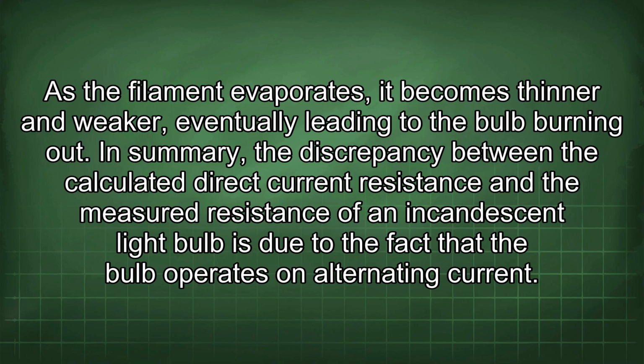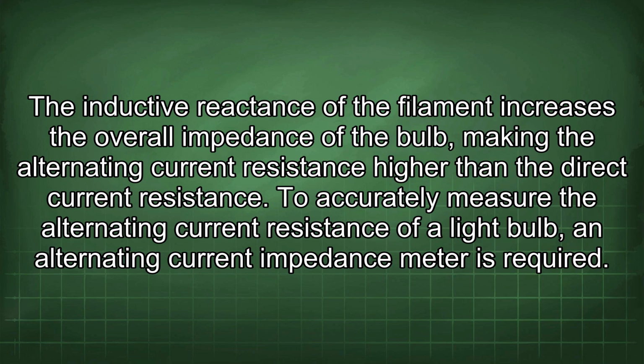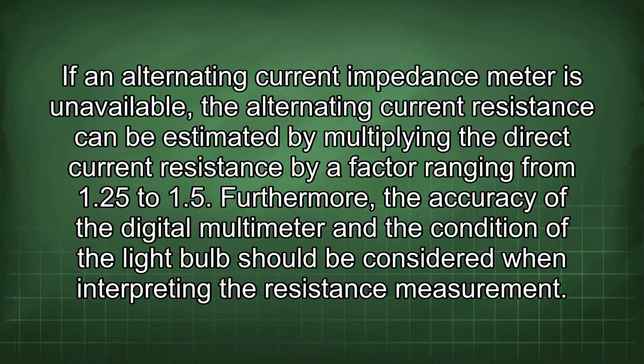In summary, the discrepancy between the calculated direct current resistance and the measured resistance of an incandescent light bulb is due to the fact that the bulb operates on alternating current. The inductive reactance of the filament increases the overall impedance of the bulb, making the alternating current resistance higher than the direct current resistance. To accurately measure the alternating current resistance of a light bulb, an alternating current impedance meter is required. If an alternating current impedance meter is unavailable, the alternating current resistance can be estimated by multiplying the direct current resistance by a factor ranging from 1.25 to 1.5.